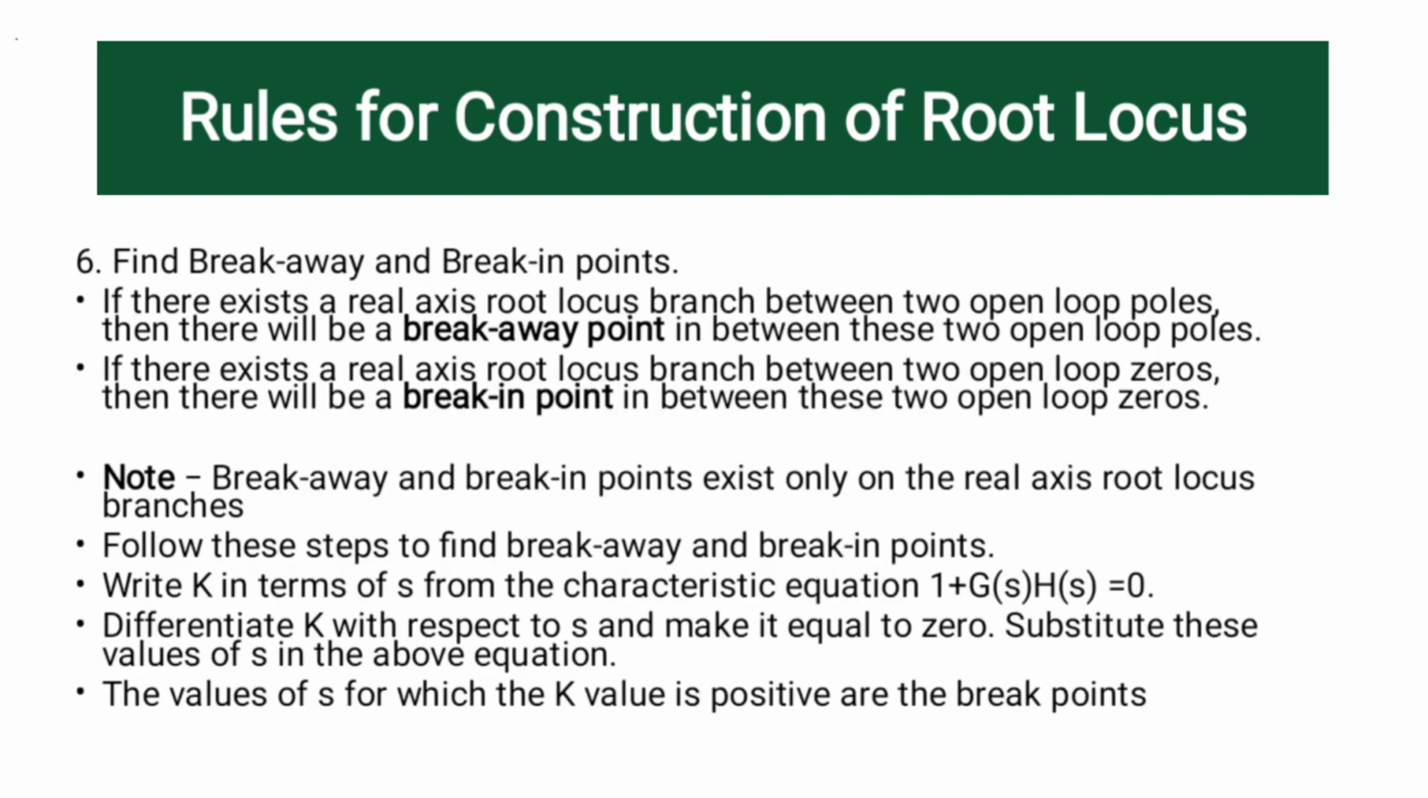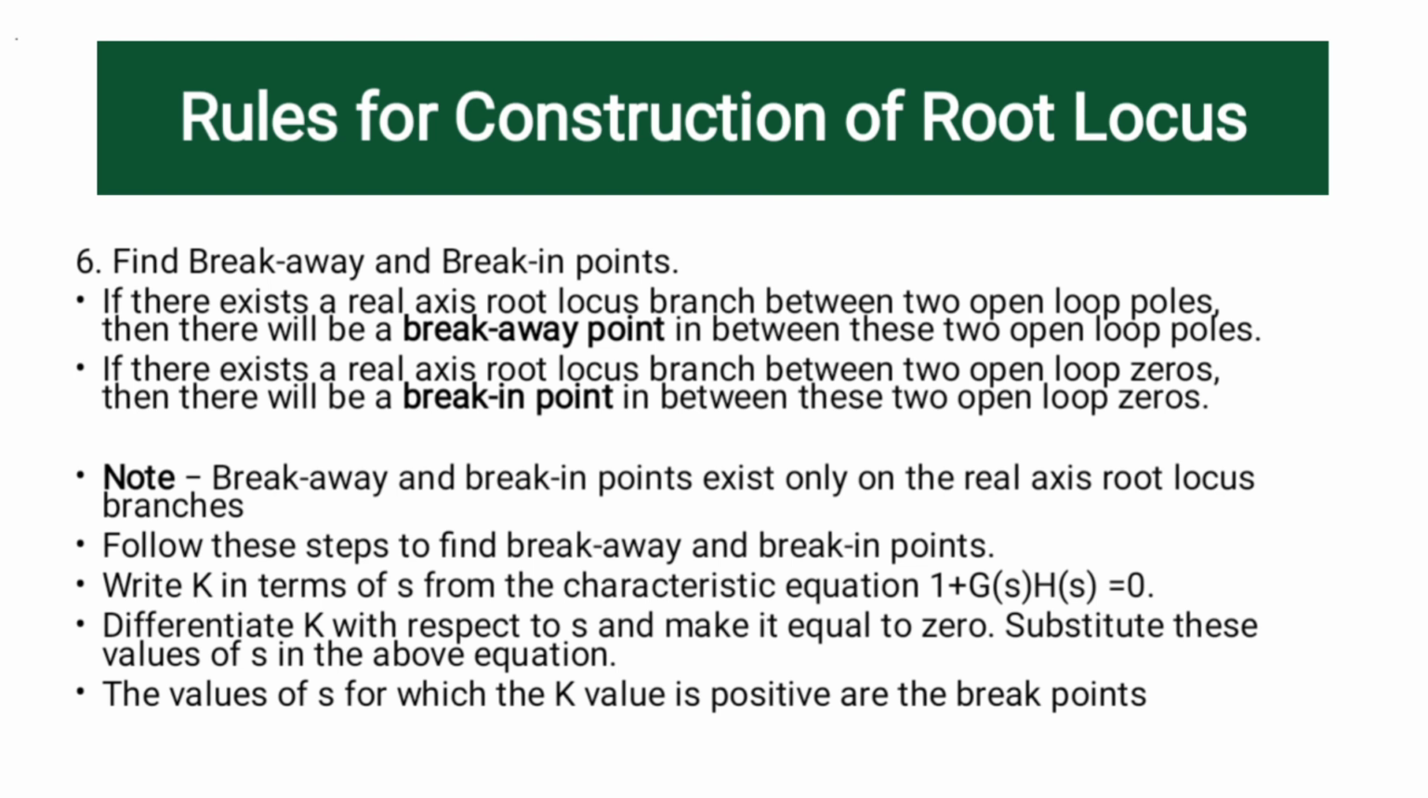The sixth point: find the breakaway and break-in points. If there exists a real axis root locus branch between two open loop poles, then there will be a breakaway point in between these two open loop poles. If there exists a real root locus branch between two open loop zeros, then there will be a break-in point in between these two open loop zeros. If it is between poles, it is a breakaway point; if it is between zeros, the in-between point is called a break-in point.